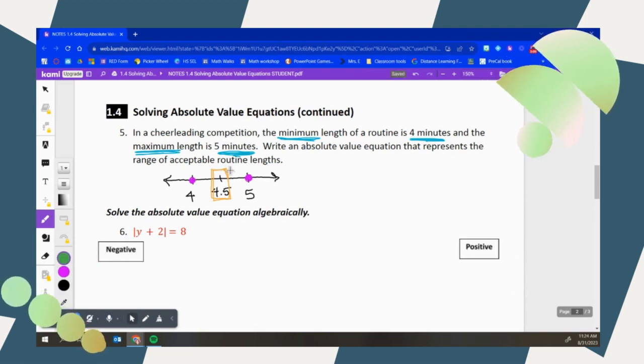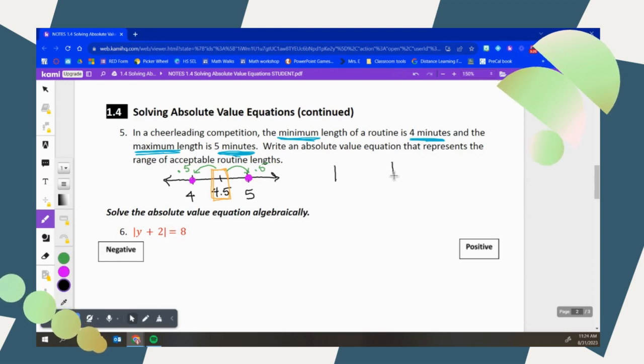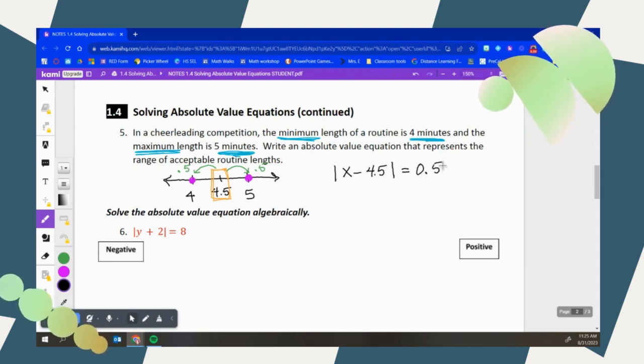Okay. So then what's our distance? How far is that? 0.5. Good. And then same thing back this direction, 0.5. Go with me? Let's write an equation then. Absolute value and then equals. So we have an x here. What do we have here? Minus 4.5 equals 0.5. Do you see how the number line is relating to the equation?